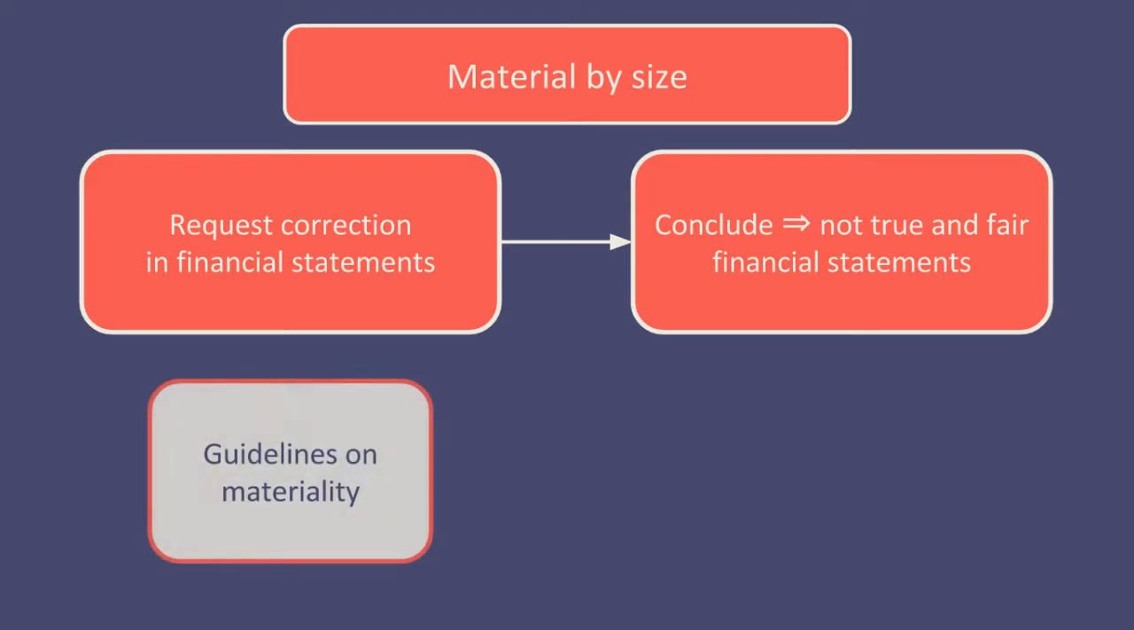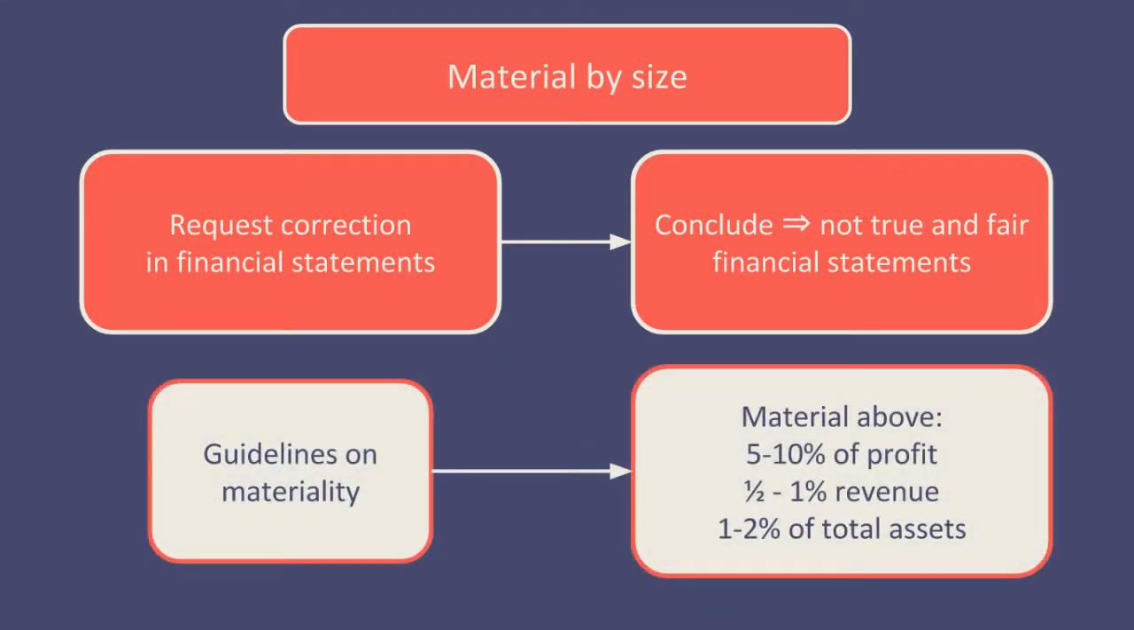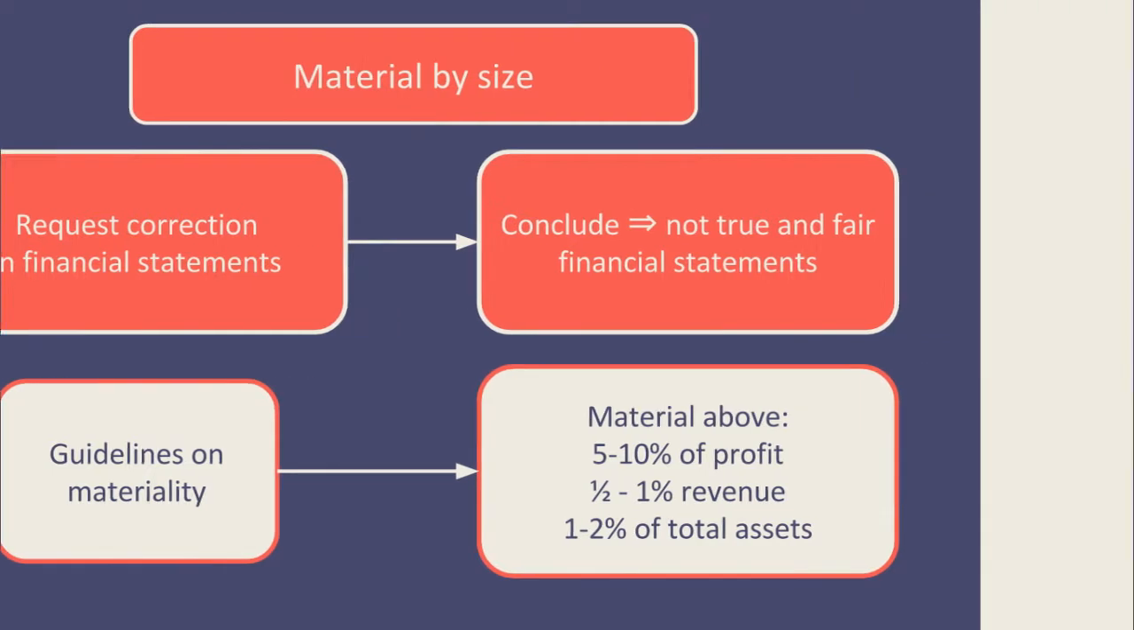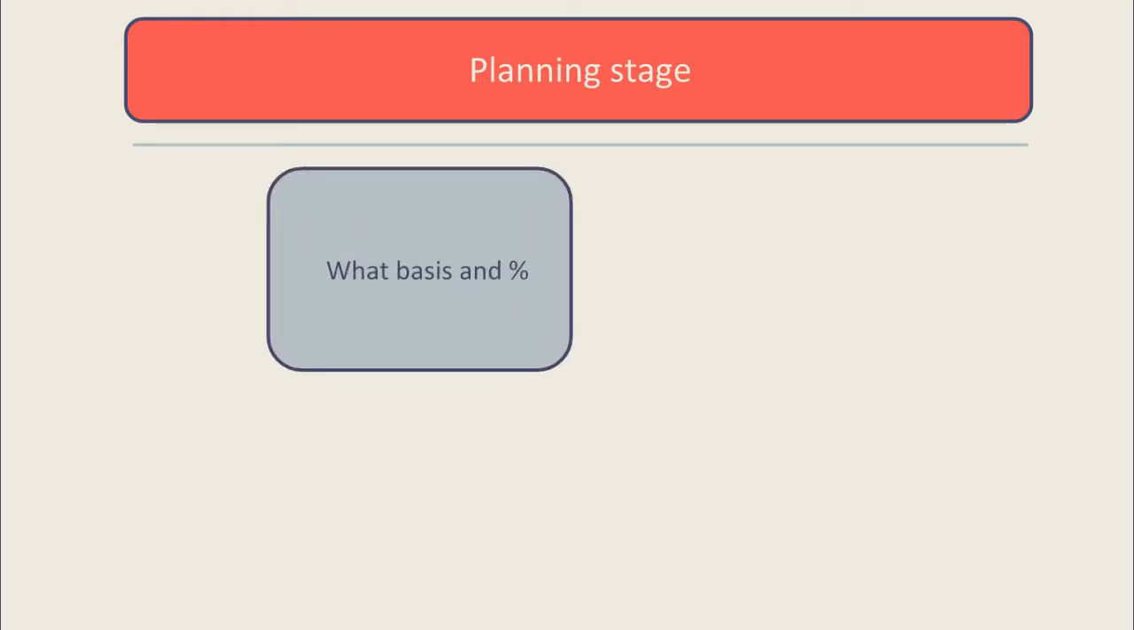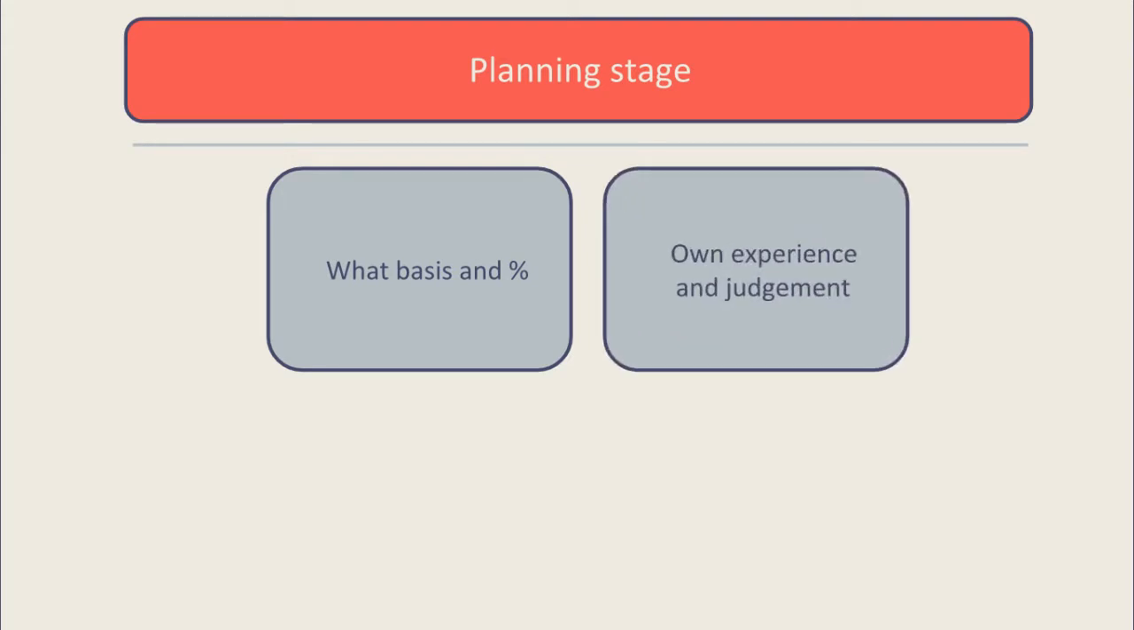The guidelines on materiality are that an item is material if it is above 5 to 10% of profit, 0.5 to 1% of revenue, and 1 to 2% of total assets. At the planning stage, the auditor must decide what basis they are going to use and what percentage. They use their own experience and judgment to decide this.